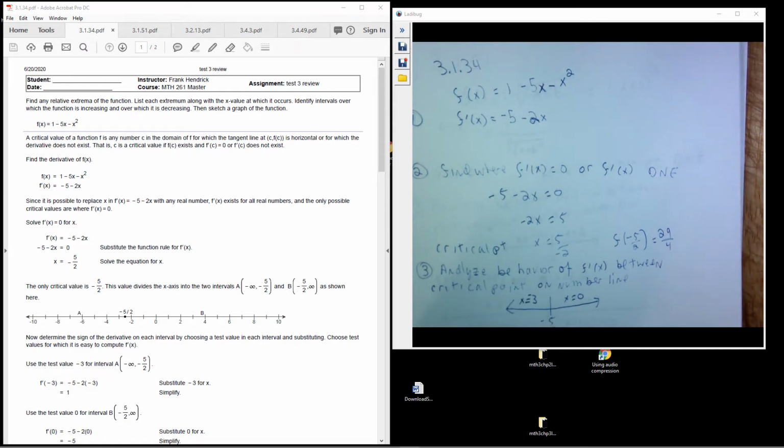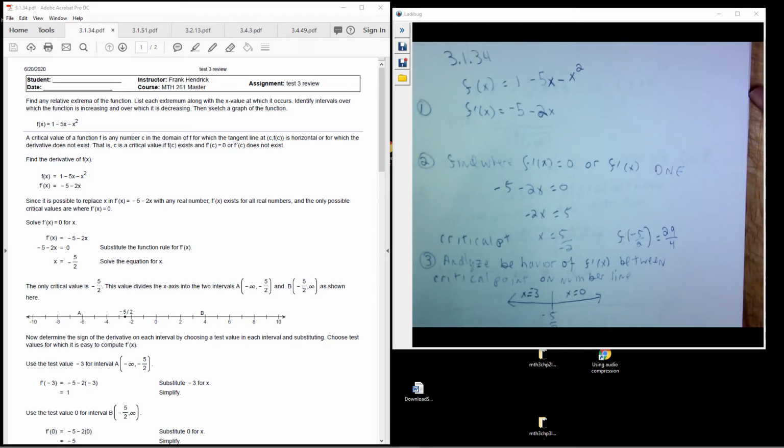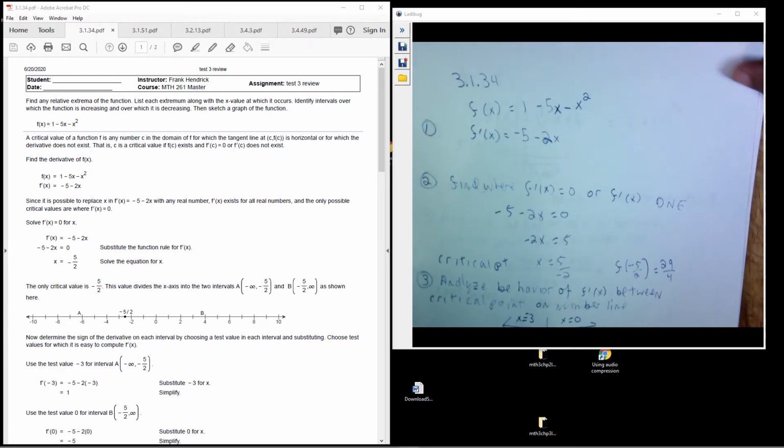Now, for this particular problem, they want us to find any relative extrema, max, min, or no change. List each extremum along with the x value at which it occurs. Identify intervals over which the function is increasing and over which it is decreasing, and sketch the graph of the function. What I would probably do is sketch the graph on my calculator first to give me a heads up as to what I expect it to look like, and then just confirm my results through the algebra here.